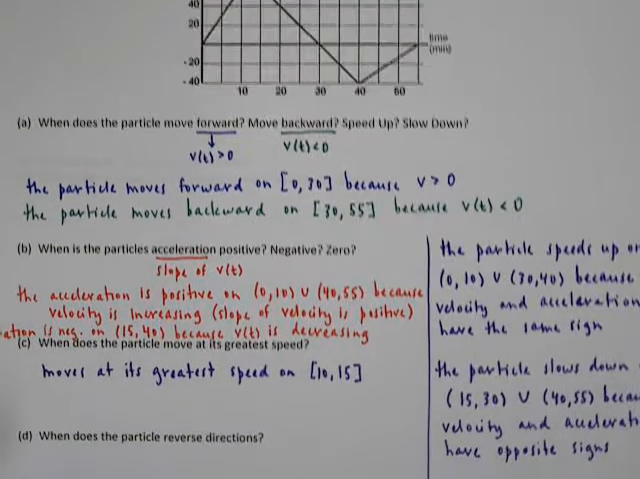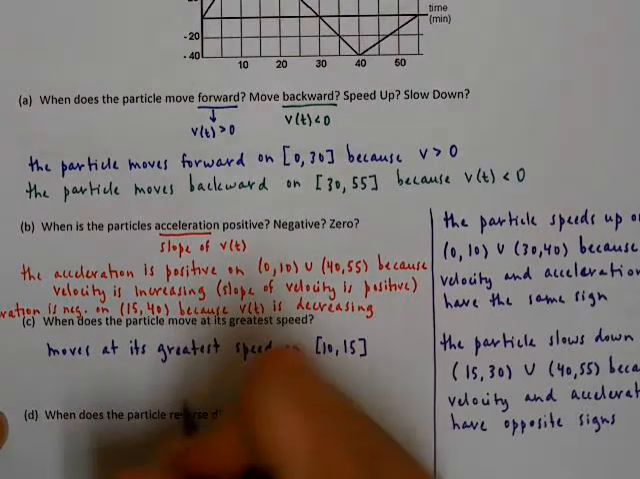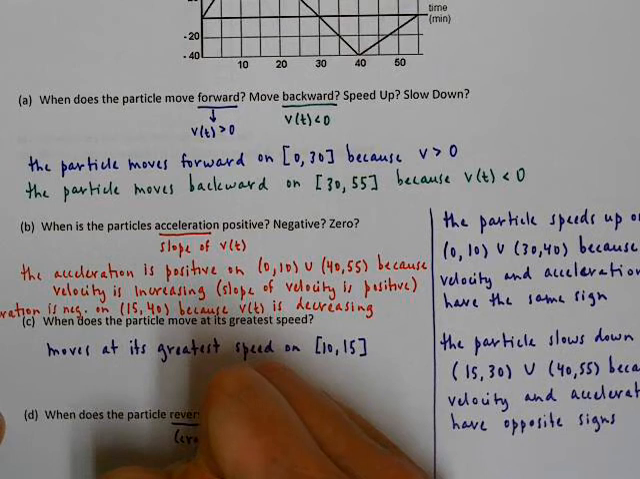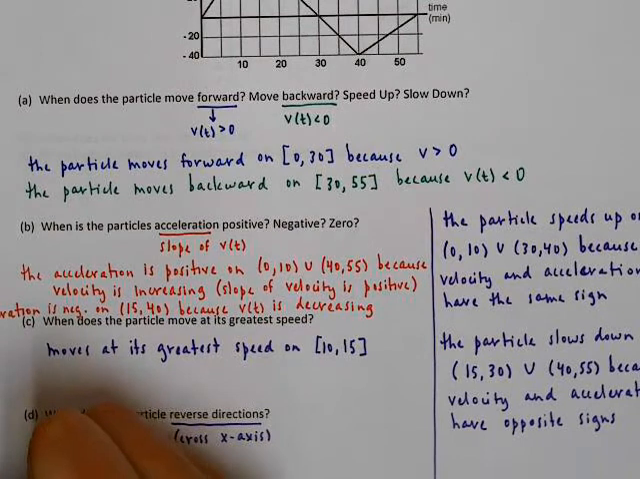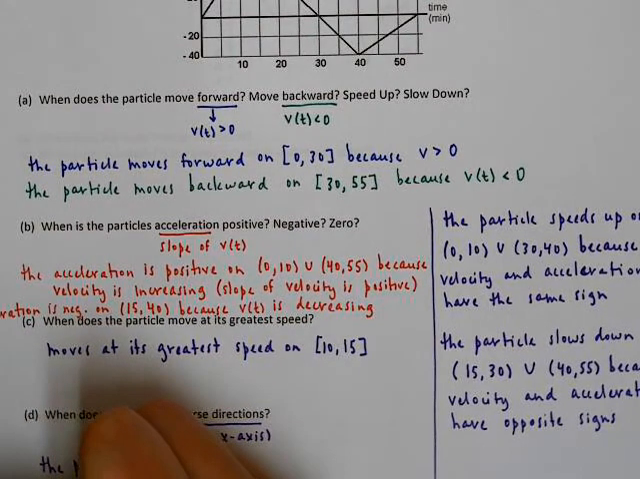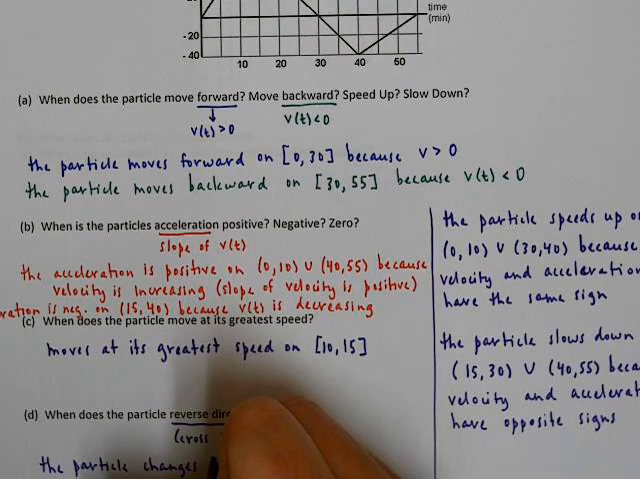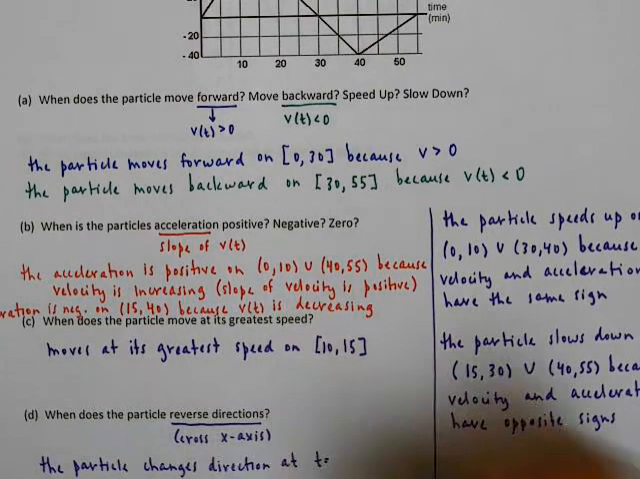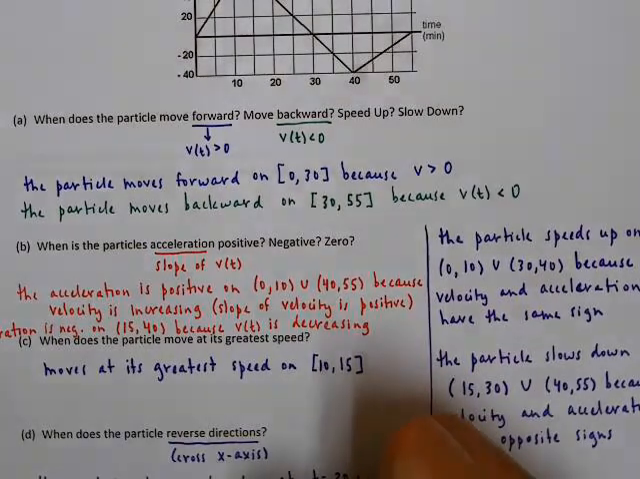Okay, now when does the particle reverse directions? This is when it's either changing from going right to left or going from left to right. So this is really happening whenever it's crossing the x-axis. So the particle changes direction at time t equals, that looks like that happens at time t equals 30 minutes.